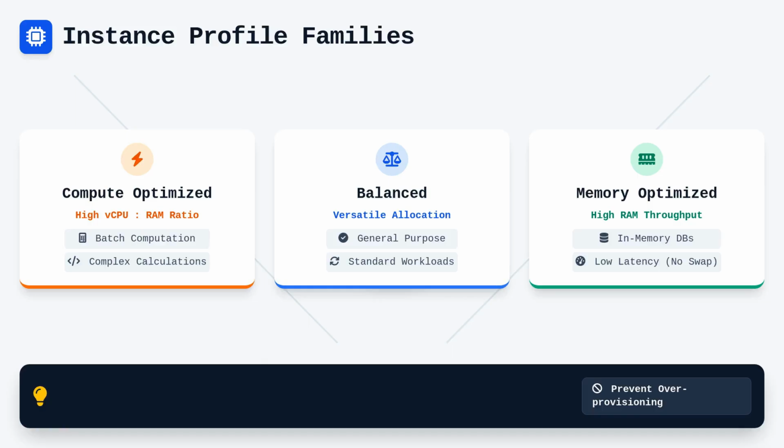Conversely, memory-optimized instances ensure that large-scale, in-memory databases have the necessary throughput and capacity to function without swapping to disk, which would otherwise introduce unacceptable latency. Selecting the correct profile is rarely about raw power, but rather about aligning the cost-effective utilization of resources with the specific behavioral characteristics of your software architecture.